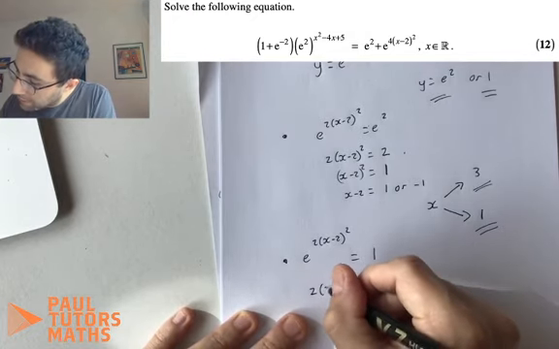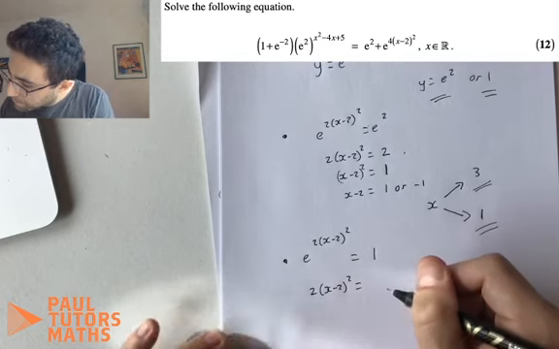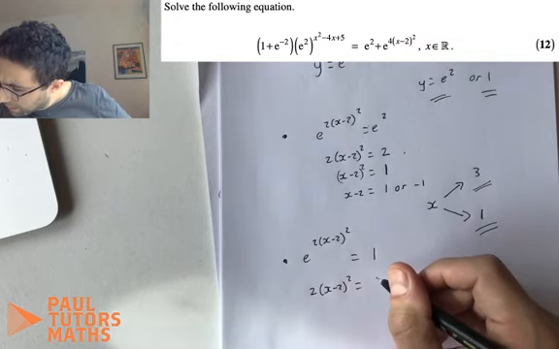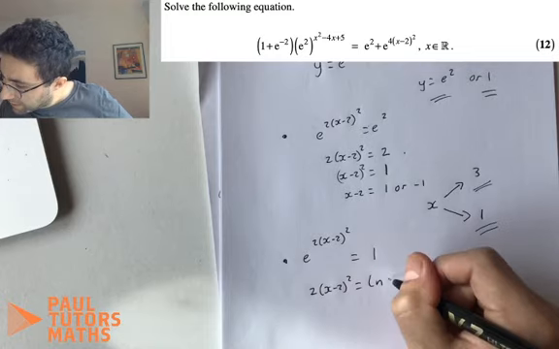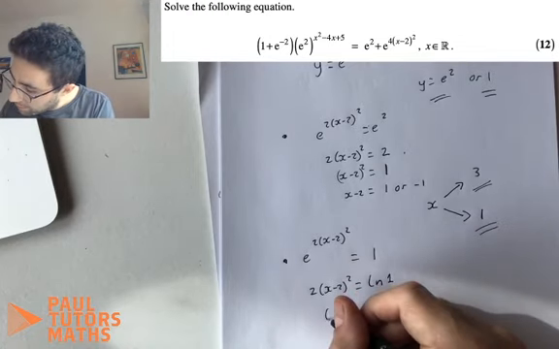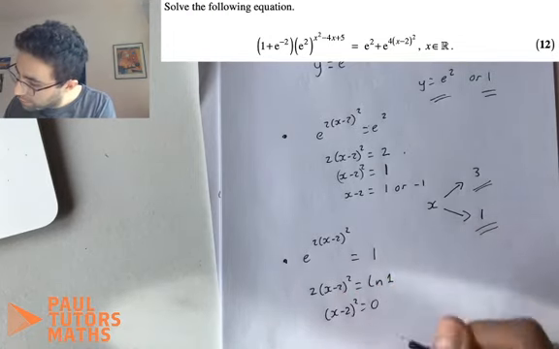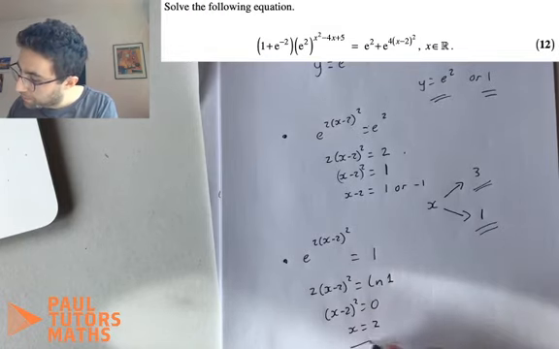Log both sides. 2x minus 2 squared equals, well, ln 1, I guess, right? If you log both sides. Ln 1 is actually 0. So you're ending up basically with x minus 2 squared equals 0. So take the square root, blah, blah, blah. x has got to be 2 for that one.